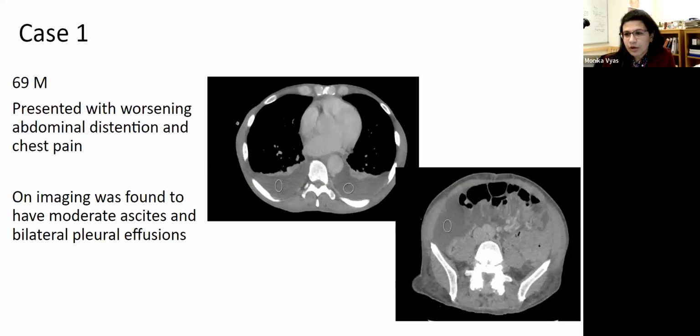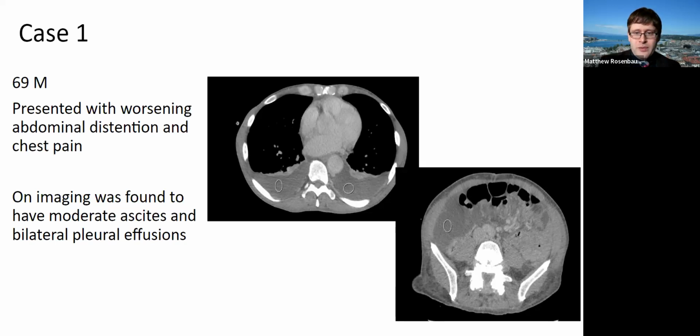So moving on to our first case now. Our first case is a GI case. It starts with a 69-year-old previously healthy male presenting to the emergency room with worsening abdominal distension and chest pain. Like anyone presenting to an emergency room in America, he gets cross-sectional imaging, although you would also be able to see a degree of this on physical exam or even X-ray for the pleural effusions. They did find moderate ascites and bilateral pleural effusions on the imaging, as you can see here.